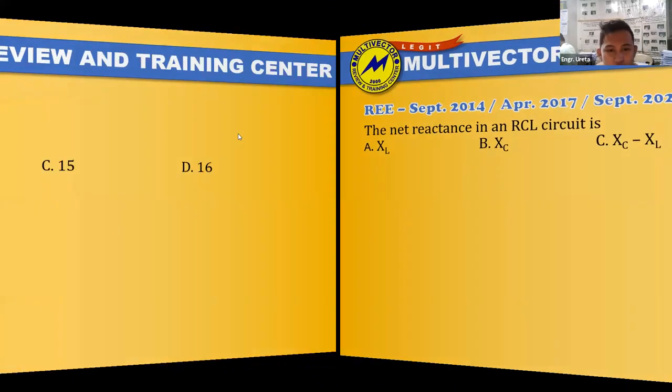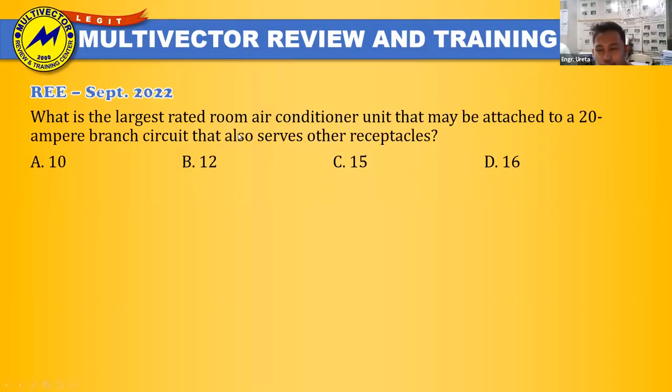Okay? So next question. What is the largest rated room air conditioning unit that may be attached to a 20 ampere branch circuit that also serves another receptacle? Okay, so lumabas noong September 2022. Okay, for this particular problem, according kay article, PEC, article 4.40.7.3 AC. Okay, so sabi niya, the largest air conditioning unit, so rated current is just equals to ng ating air conditioning unit.